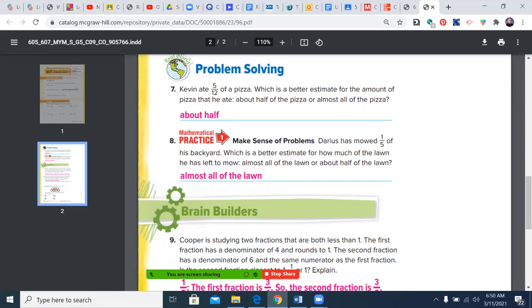All right, Kevin ate 5/12 of a pizza. So if you had a pizza with 12 slices, he ate 5 of them. He ate about half the pizza.